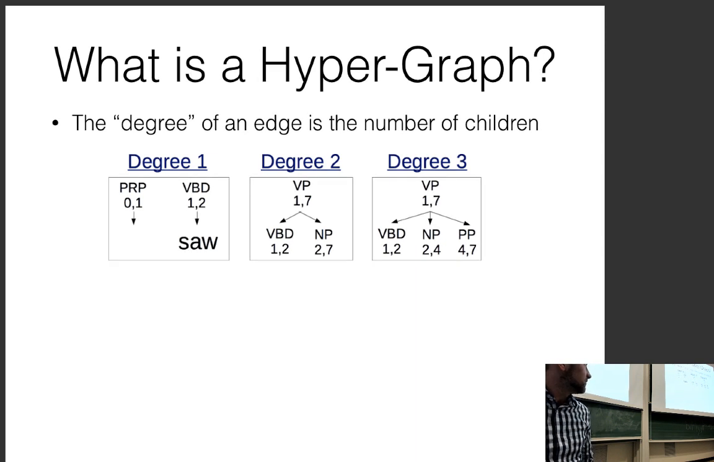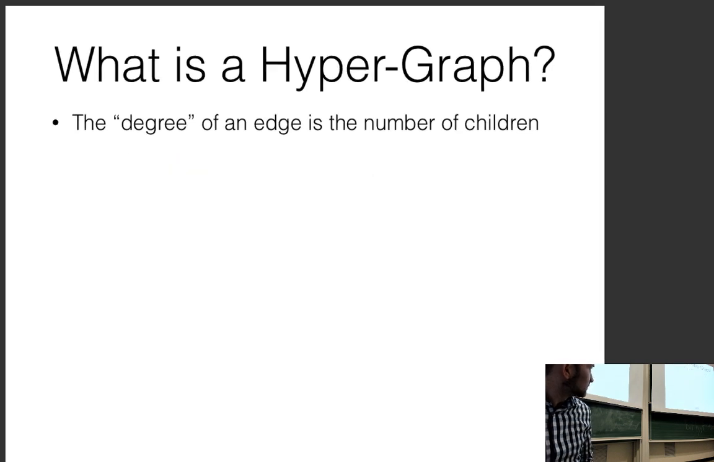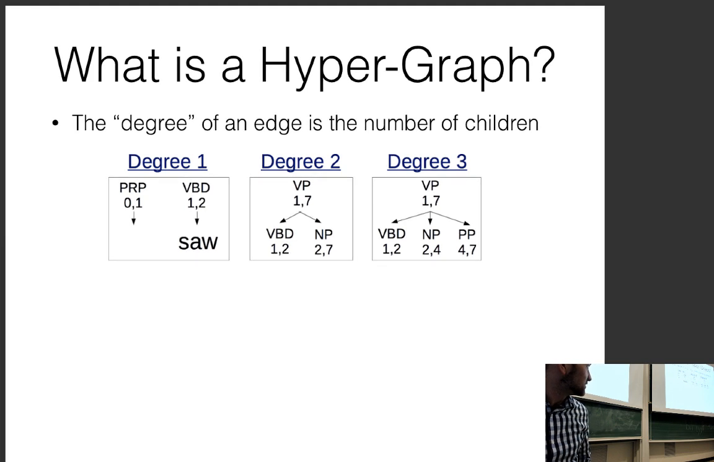So if we think of a tree, we can think of, for example, sorry, I'm missing a word here for some reason. That should be "I". I have disappeared, I guess. So this should be a preposition to "I", or a past tense verb to "saw".